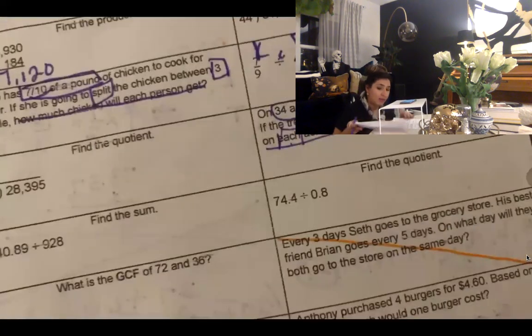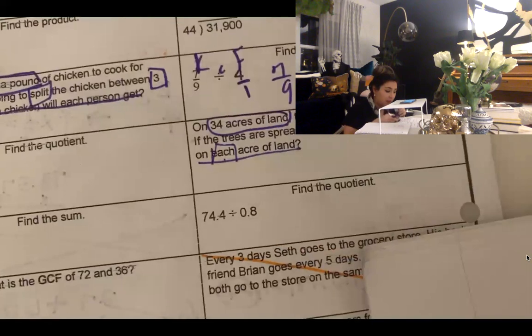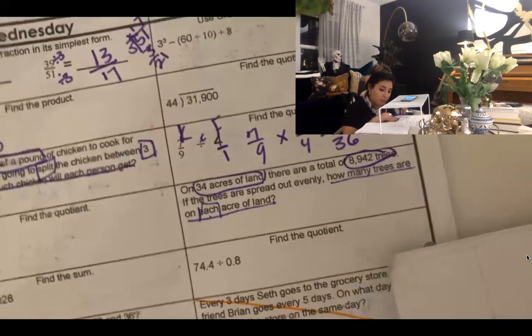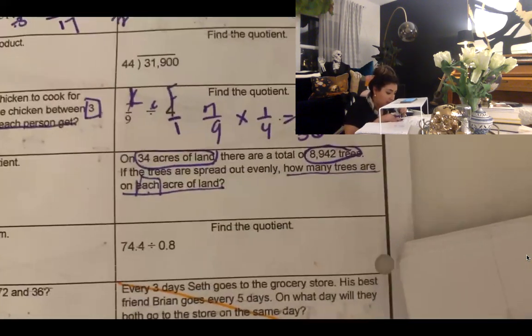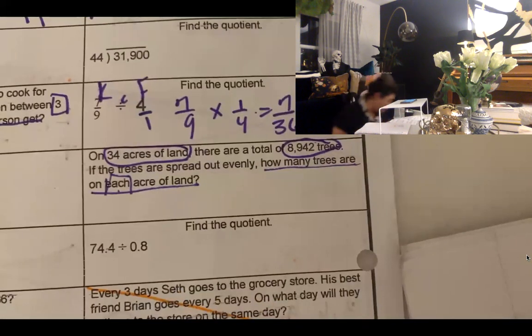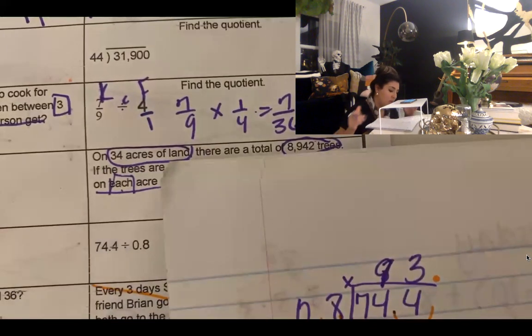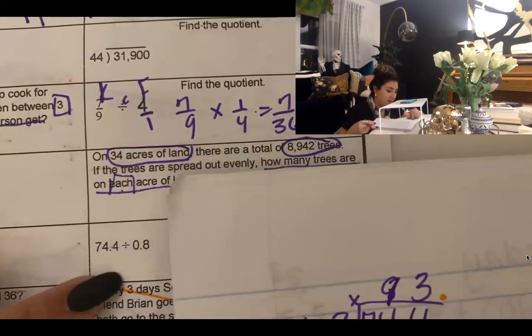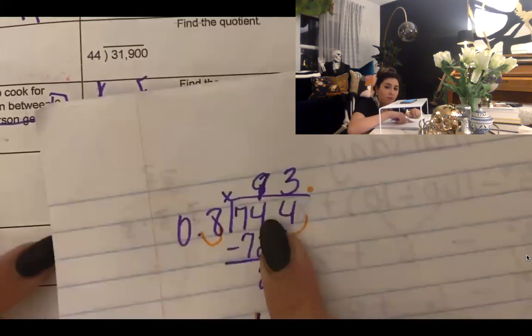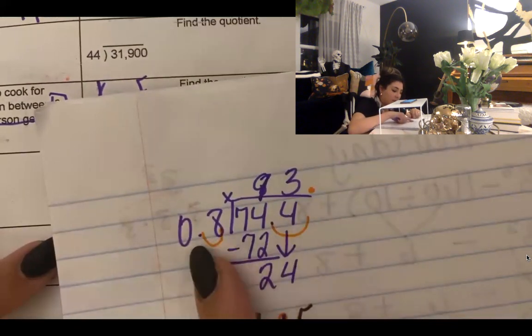I liked this next one too. I thought it was fairly simple, even though it was decimals on both sides, because there was no extra repeating decimals or remainders or anything like that. So I set it up 74.4 divided by 0.8.